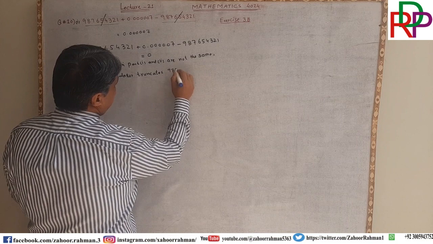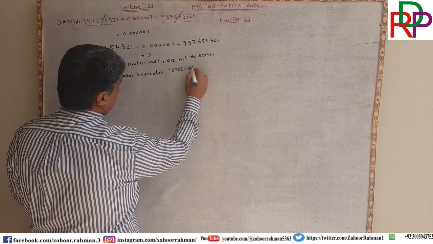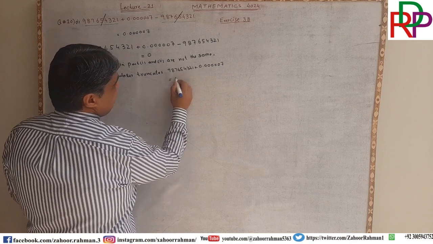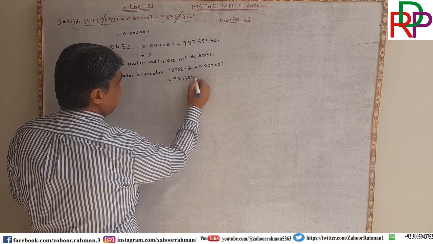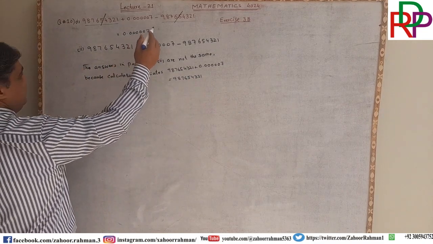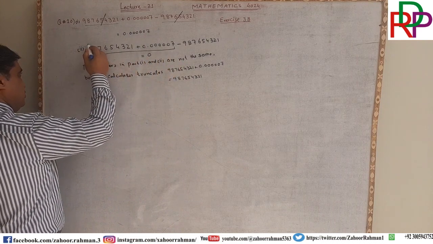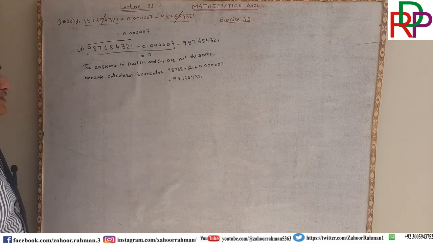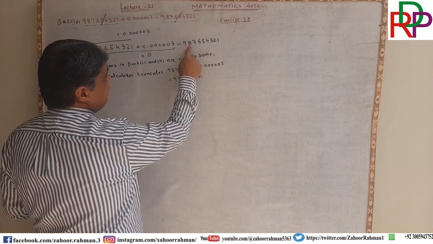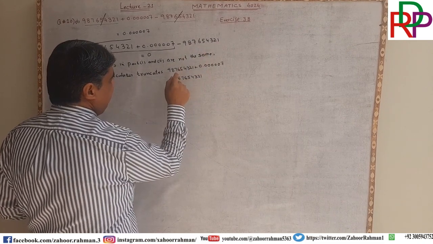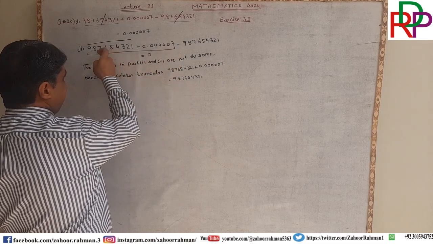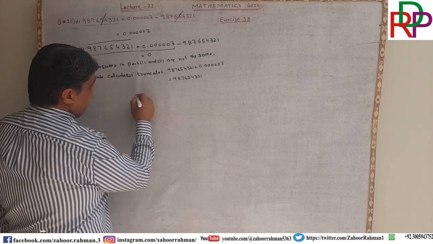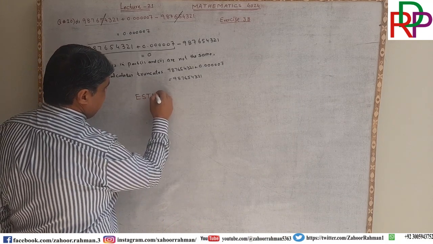987654321 plus 0.000007 to 987654321. This value will be equal to this one because they are truncating this 0.000007, and when they subtract this 987654321 from the answer which is truncated in the first part, it will give you the 0 value.